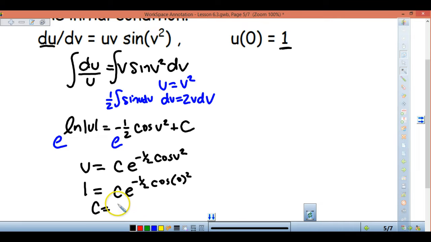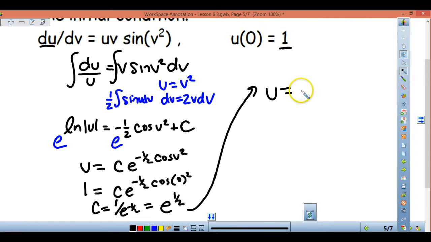So then c would equal 1 divided by e to the negative 1/2, which would reduce to e to the 1/2. You could write that as a decimal. Leaving it exactly just makes it a little bit easier. So when everything's said and done, I end up with u equals e to the 1/2 times e to the negative 1/2 cosine of v squared.